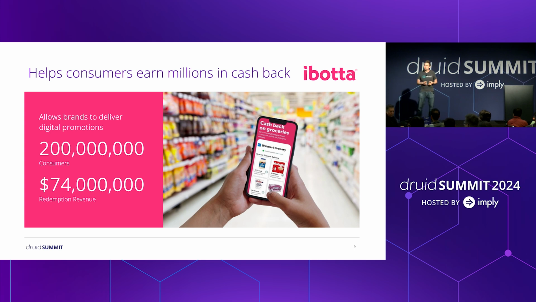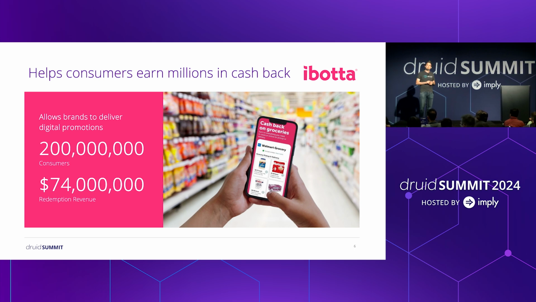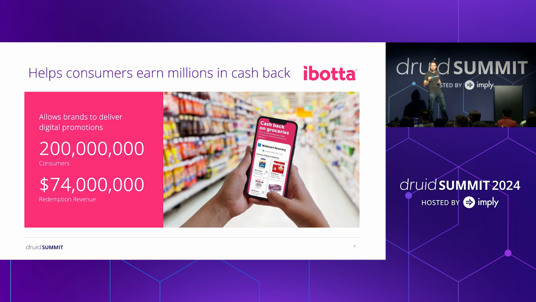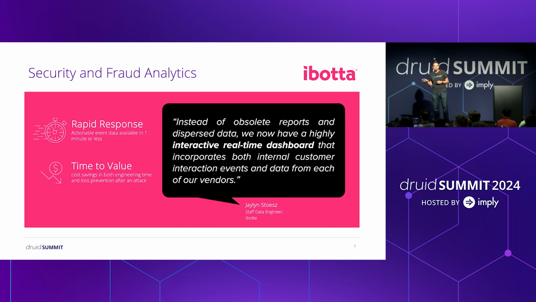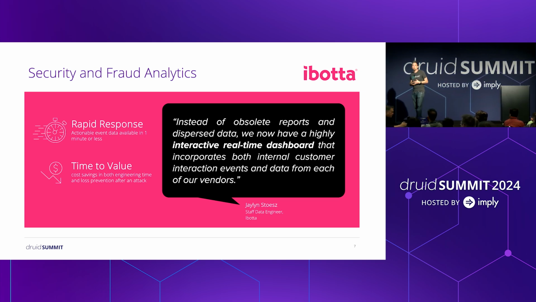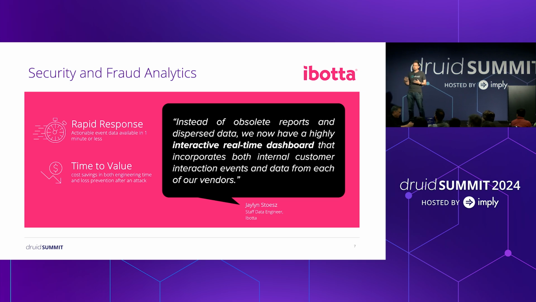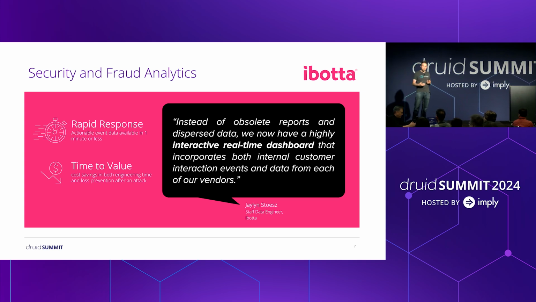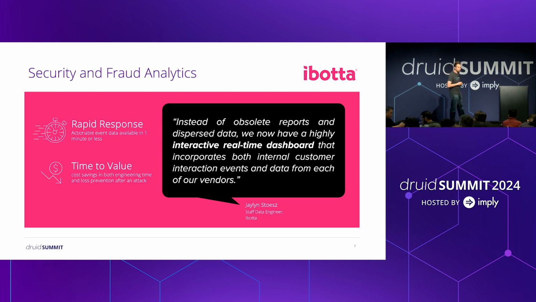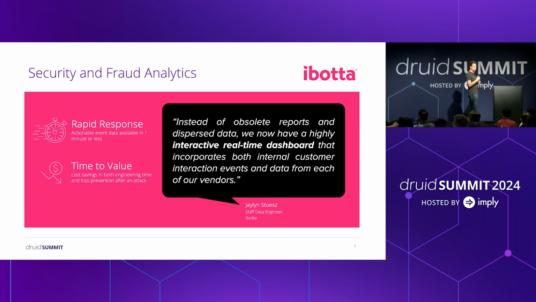But if you imagine a company that's built around giving money back to people, there are going to be some people out there in the world who say, you know what, I want you to give me money, and I don't want to buy anything. And so you can imagine Ibotta has this issue with fraud and security, and they need to understand how the cashback deals are being redeemed, who's redeeming them, and what's going on. They have to understand all of those activities in order to dig in and protect themselves from fraud.